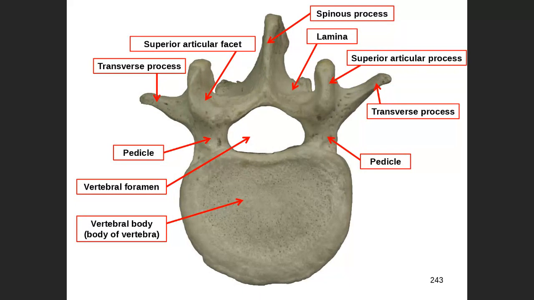articular process. That's basically the joint surface, because if we put another bone in there, that's where the two bones are going to connect with one another to form a joint. They call them the facet joints or the zygapophyseal joints.